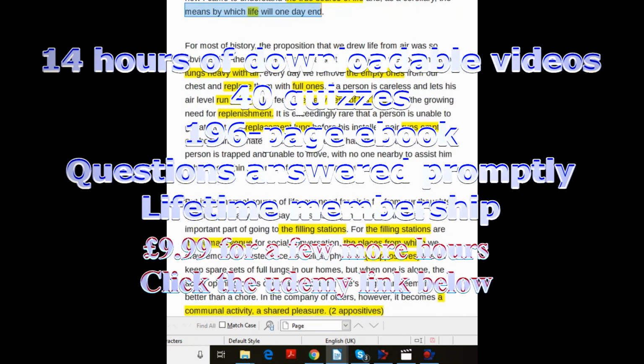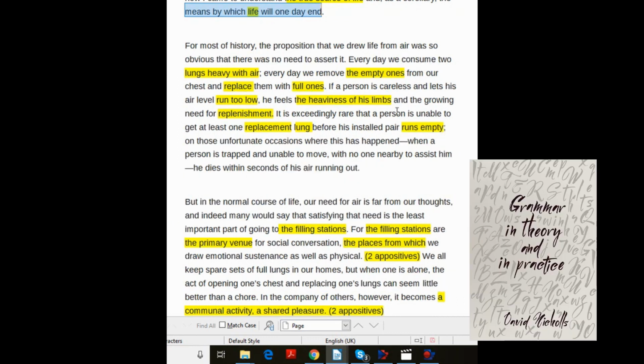Okay, now we come down to the second paragraph, and do notice the variation in the different phrases and clauses that he uses. So he's got a prepositional phrase here, for most of history, then he's got a comma, and then he's got the main clause: the proposition that we drew life from air was so obvious that there was no need to assert it. Okay, so quite a long main clause there.